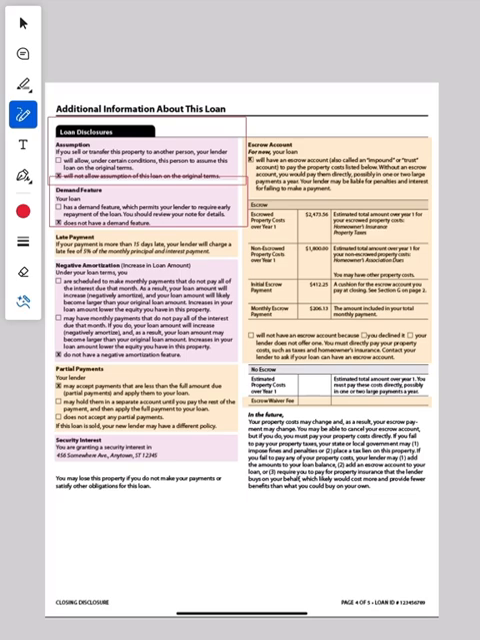So the demand feature allows the lender to demand immediate payment of the entire loan at any time, okay? So this one right here, this particular loan does not have a demand feature, okay? Next thing we're going to go over is late payments.